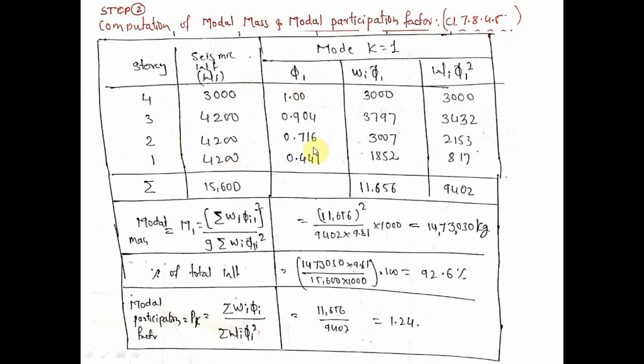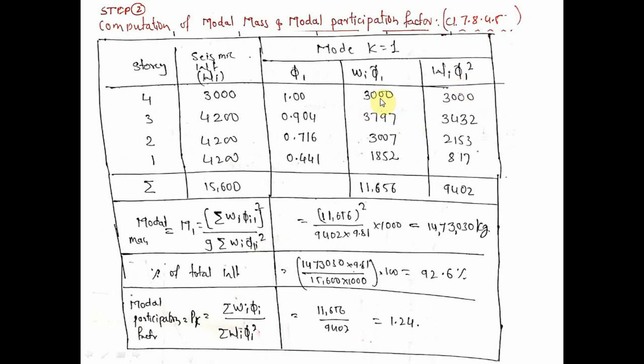These are the mode shape values for mode 1. Till this table everything is ready. Now I have to calculate W1φ1 and W1φ1 square. Just to remember, the equation of modal mass M1 is given by summation of W1 φ1 whole square divided by g into summation W1φ1 square. So you need to calculate W1φ1 and W1φ1 square.